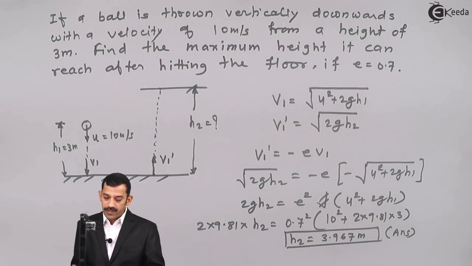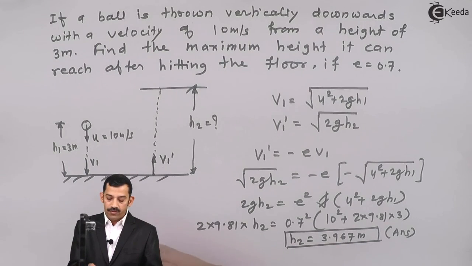This type of problems are easy. You only must know the relation between v1 dash and v1. v1 downward we substitute with a minus sign, and v1 dash upward automatically will be with a positive sign.